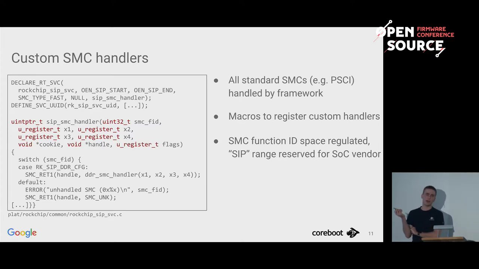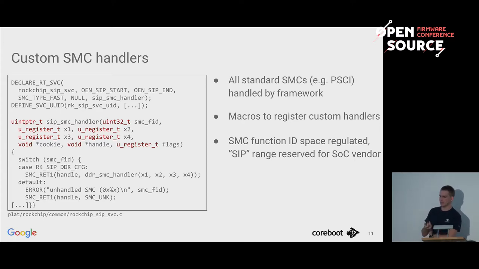They essentially have a macro that you can use to define a handler for a given range of SMC function IDs. There's actually this whole big specification from ARM that tells you which SMC function ID ranges are allowed to be used by whom. Usually the one you want to use is called the SIP range. I always forget what it stands for, but it's essentially the SoC vendor range. So if you're implementing an SoC port, that's usually the one you want to use.